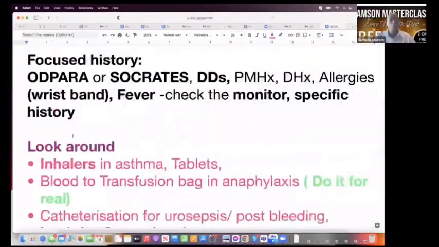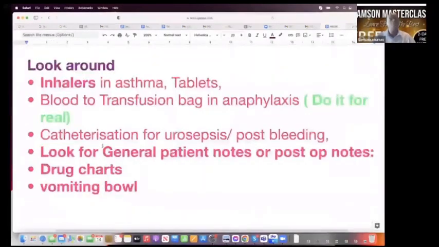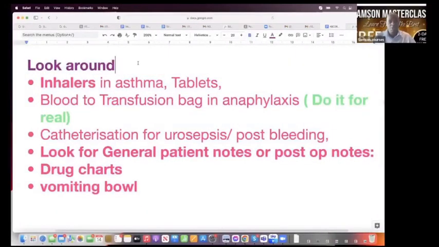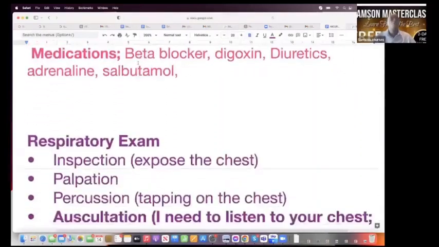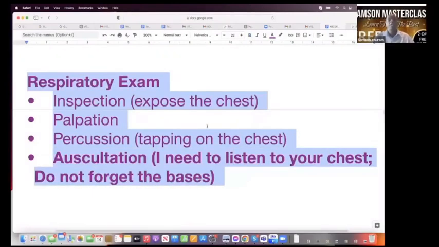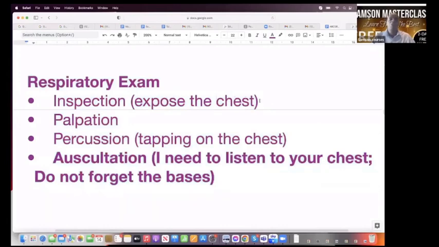So what happens when we take this quick focused history and we look around? If there is nothing, then there is nothing. If there is something, then we ask about it. After that, we perform a chest examination or a respiratory examination. Now, the common mistake here is not actually doing a proper respiratory examination. Candidates demonstrate to the examiner what they would do instead of performing an examination. They are supposed to expose the patient, but they would do the examination on top of the clothes, with no exposure.